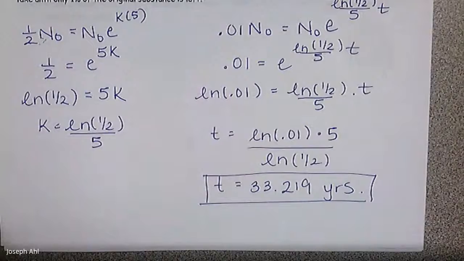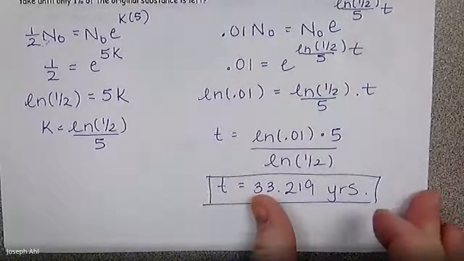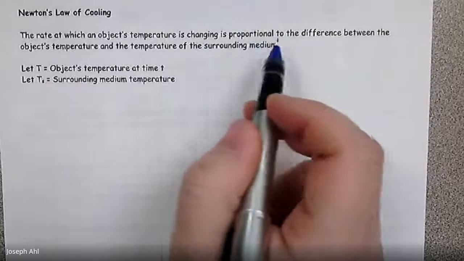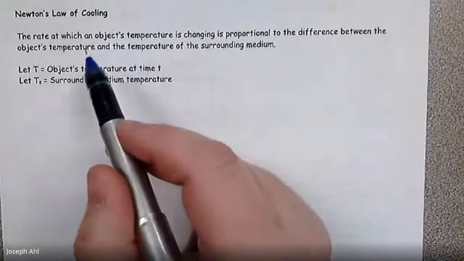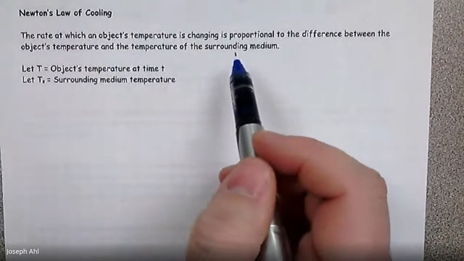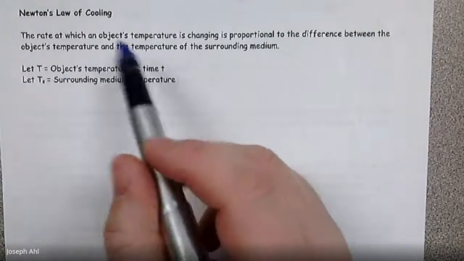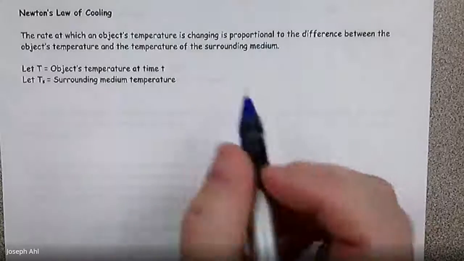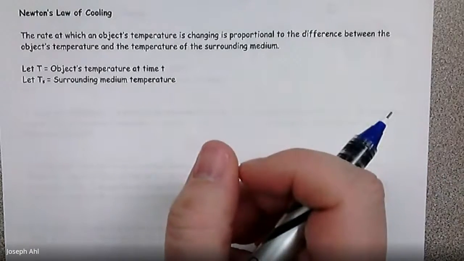Okay. All right, so that was just a little bit of practice using some of the exponential modeling equations that we've seen over the past few lessons here. The last part of today is going to be a new model, and the new model is for Newton's law of cooling. So for Newton's law of cooling, it's defined as the rate at which an object's temperature is changing is proportional to the difference between the object's temperature and the temperature of the surrounding medium. So we have a rate proportional to a difference in two temperatures. So that's going to wind up being an exponential model that we can derive by doing the following.